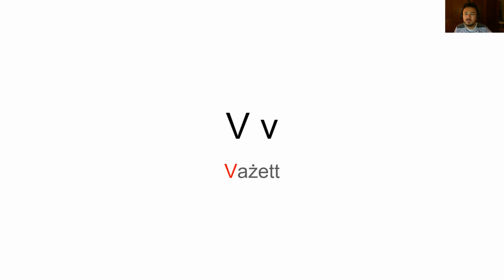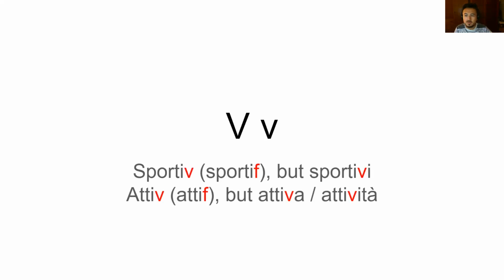V, vazet, which means jar. When you have to open a jar, il vazet, v. But then when the v is at the end of the word, such as sportif, with an f, not with a v, you don't say sportive. But then when you add the different vowels, such as sportiva, sportive is a male sportsman, like a sporty man, sportive.